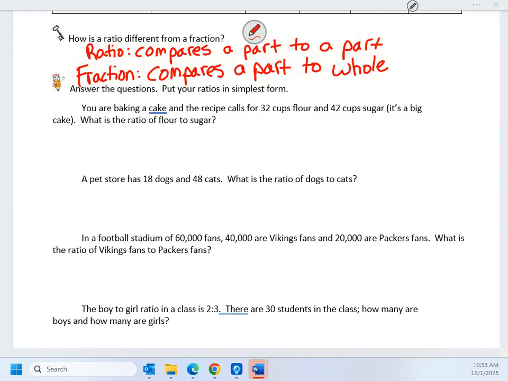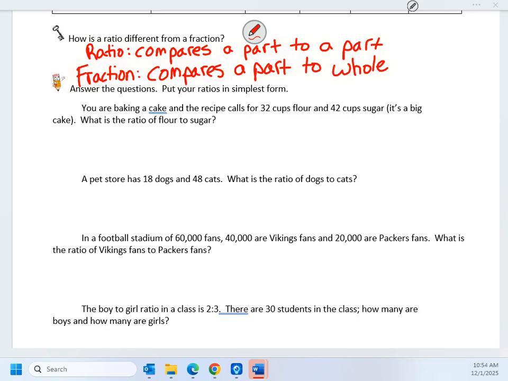We're going to put our ratios in simplest form. Simplify, simplify, simplify, just like with fractions. So you are baking a cake, and the recipe calls for 32 cups of flour and 42 cups of sugar. It's a big cake. What is the ratio of flour to sugar? Now, I'm going to tell us to do something very important, and a lot of times friends forget to do it, and then they make simple mistakes.